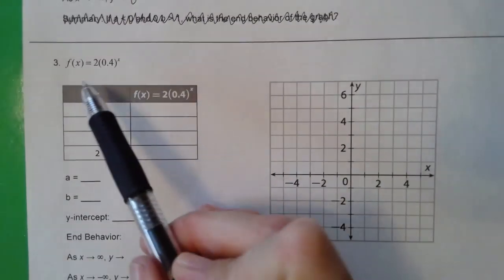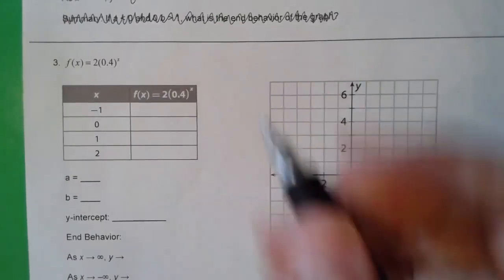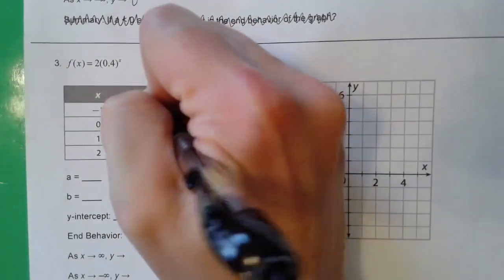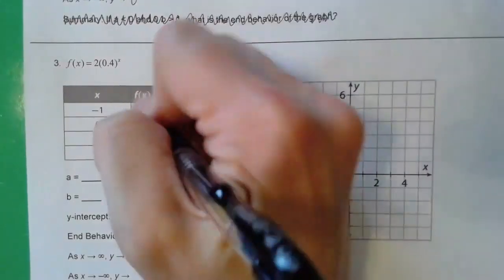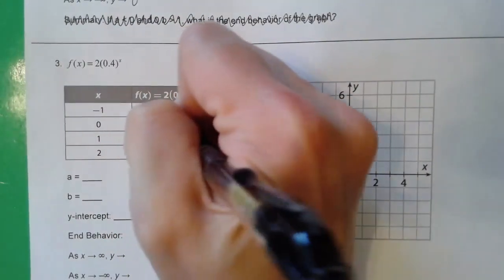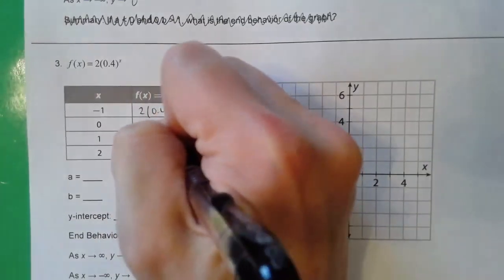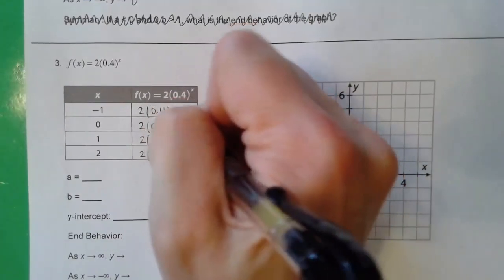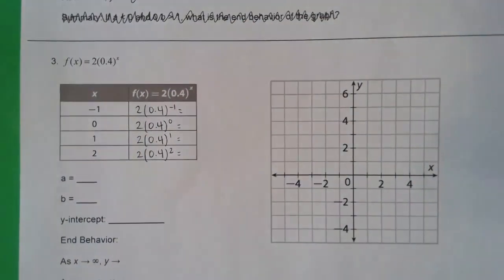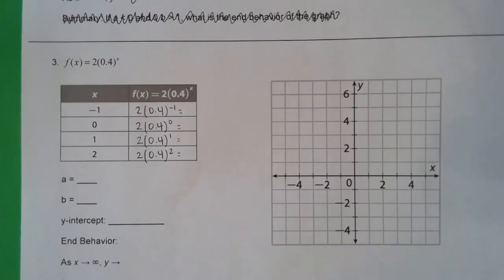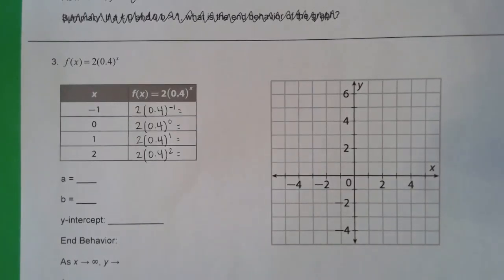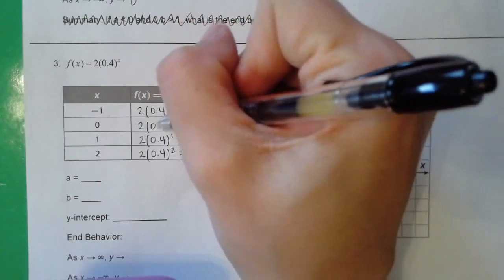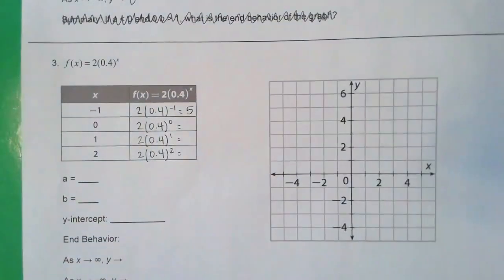For question number 3, I'm given a different exponential function with different numbers, but to evaluate it, I'm going to do the same thing. So I'll plug in the -1, I'll plug in the 0, and the 1, and the 2. And so you're going to evaluate this by plugging these expressions into a calculator. It would be helpful to grab a calculator for this one. When I type this one in, the 0.4 moves down into the bottom, and so I get out 5.